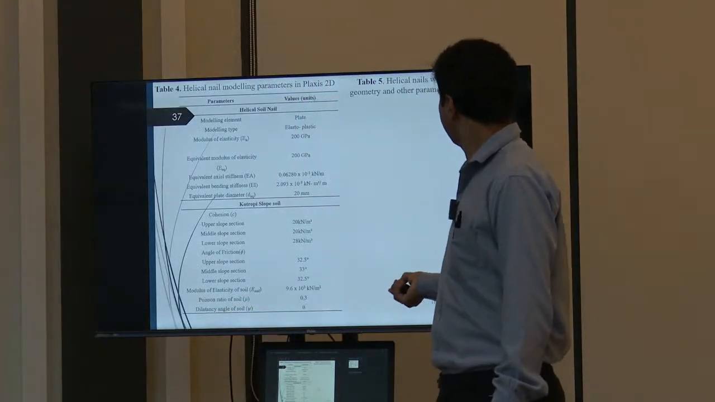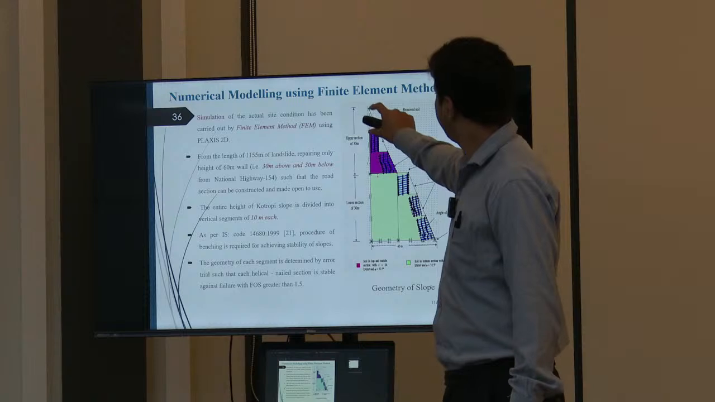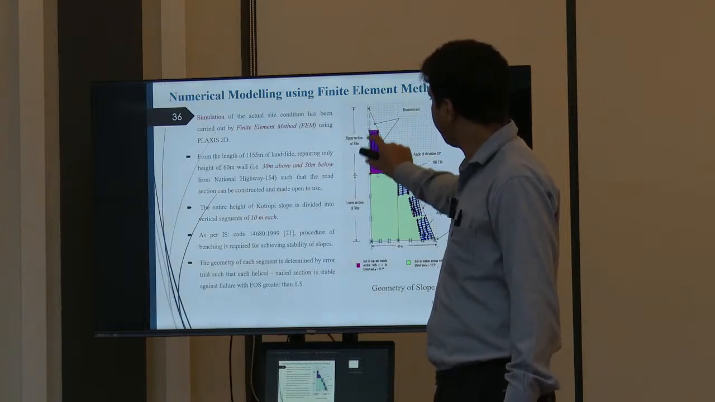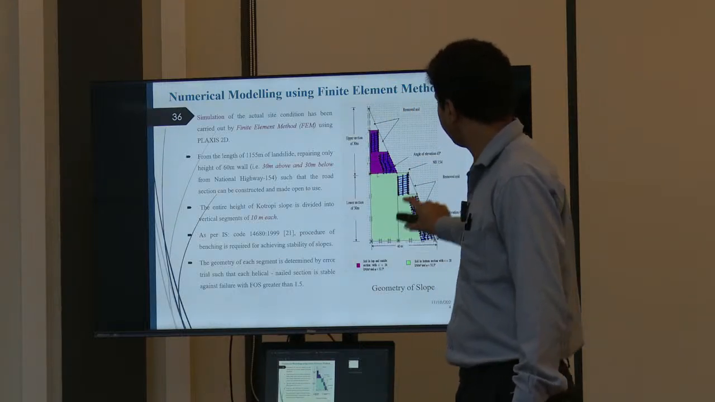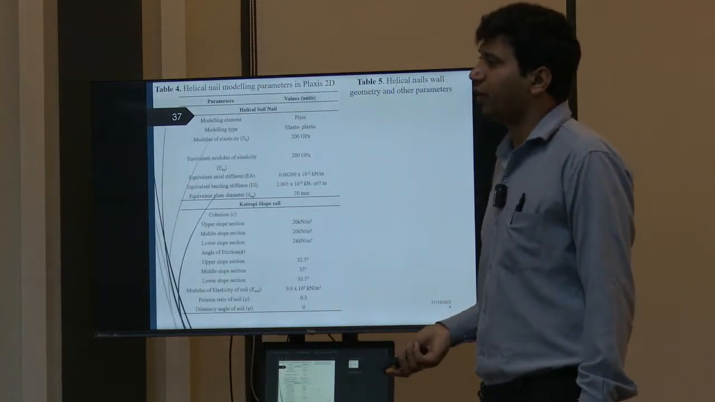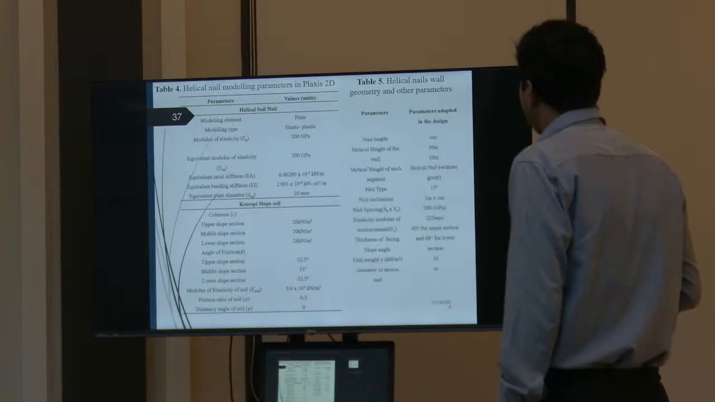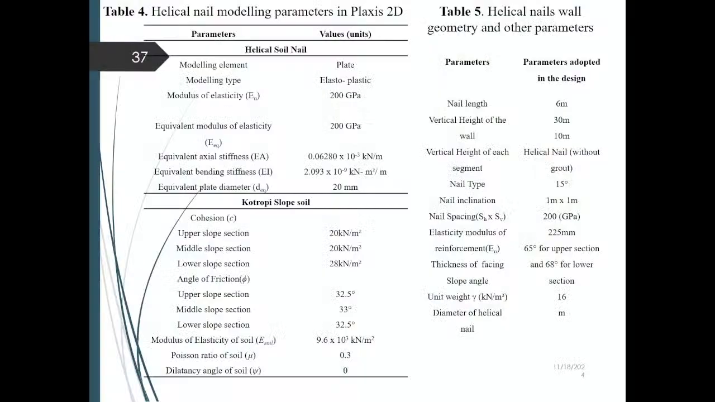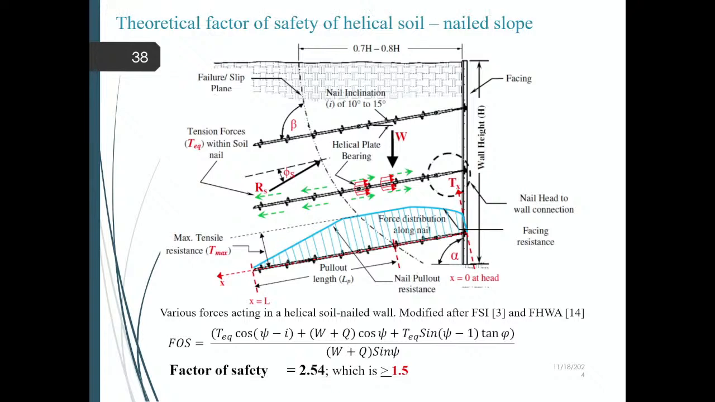If you see, the section is of 10 meter, or 30 meter above and 30 meter below. So therefore the nail length was considered between 0.6 to 0.8 times H, and the inclination angle we have considered up to 15 degrees, and the spacing 1.1. So these are the different parameters we have used in Plaxis 2D.